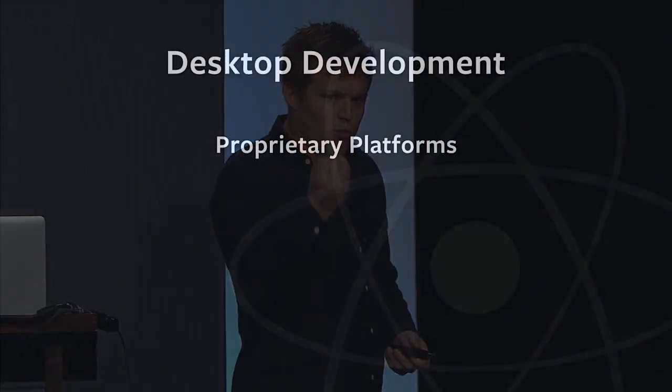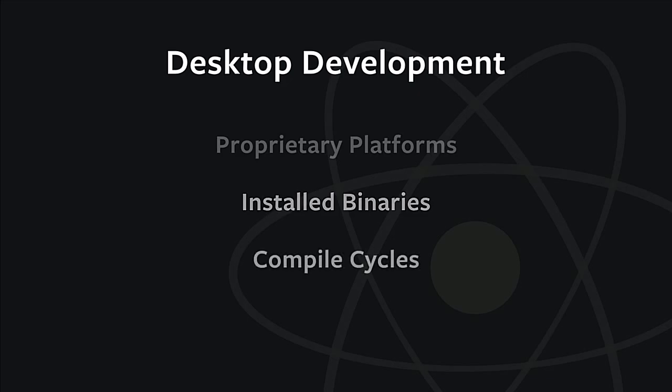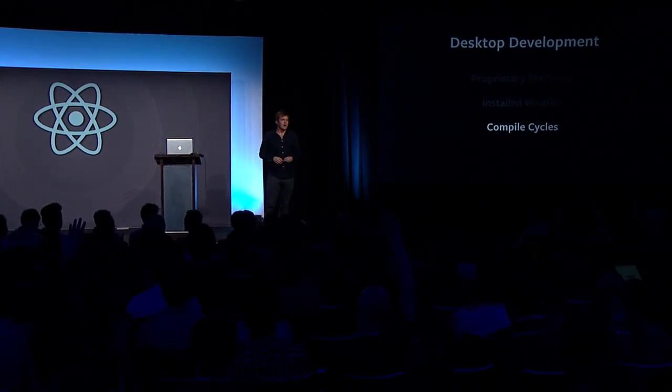Let me put this in historical context. We started with desktop development, where you were developing on proprietary platforms like Windows, Mac, Solaris, and others. You had installed binaries, so if you shipped a bug, it would exist in the field for years. That made you much more cautious and slowed down development times. And then let's talk about compile cycles. In any native code base of large size, how many of you have worked in a large C++ or Java code base? God, you are all so lucky. It is literally awful. You press compile and you wait 10 minutes, and you question your career choices.